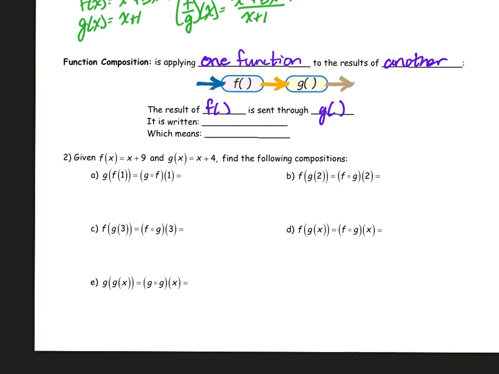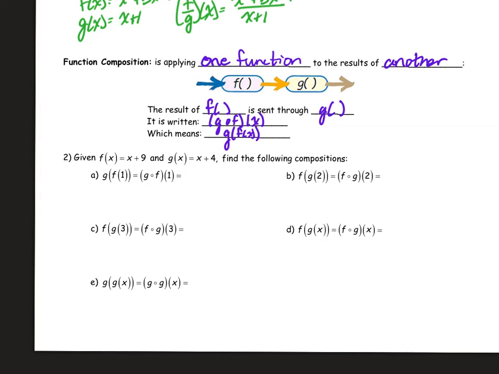Okay, and it's written g of f of x. Okay, so I get my thing, I put it through f, and then it goes through g. Or I can write it like this, g of f of x. So either way is correct. Okay? Awesome, you guys. So now we're going to practice it so you can see what we're supposed to be done.